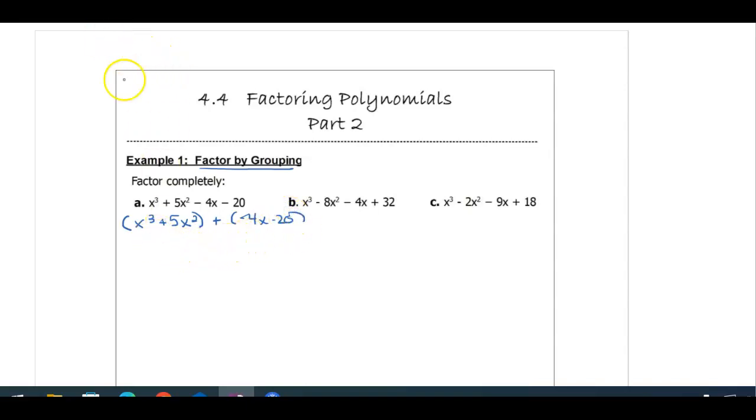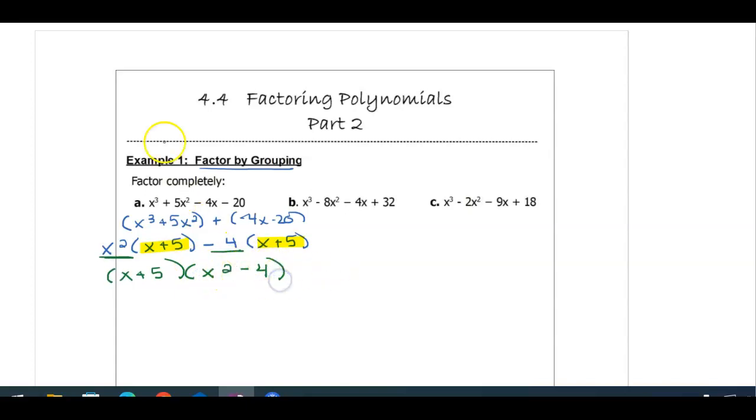Now when I do that, I'm going to look at these as separate groupings at first. So I can pull out an x squared over here, and I'm left with an x plus 5. Then over here, typically, guys, I want this value to be positive. So I can pull out a negative 4 here, and I'm left with x plus 5. To factor by grouping, this is exactly what I want. When I factor these out, I want them to have the same thing to factor out from. Both of these have x plus 5. So now I can factor out an x plus 5 from both of these, and what I'm left with is an x squared minus 4.